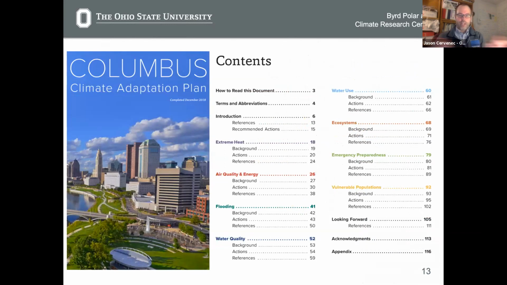And this is what the full document looks like. Everything from extreme heat and air quality to emergency preparedness and vulnerable populations, including an unpacking of how we came up with the document.